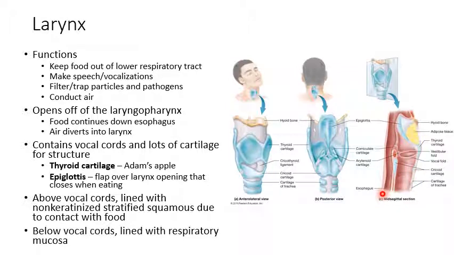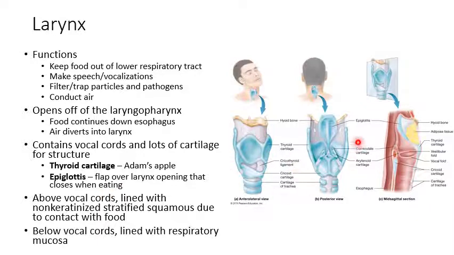It has the function, of course, of letting air go through it, and again, filtering, trapping the particles and the pathogens. It also includes the vocal cords, which would be located right here. Those are necessary for speech and for making vocalizations. And then finally, you have this little flap, the epiglottis, which is going to close any time that you're eating, so that you don't swallow food and send it down into the lungs, which would be bad. So another function of the larynx is to keep the food out of the lower respiratory tract.